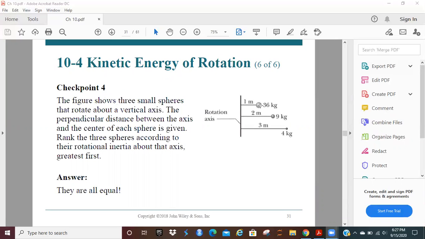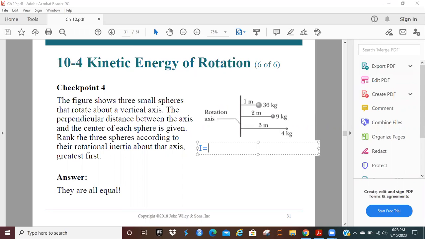Okay, so here we've got a figure that shows 3 small spheres, and it's given the mass of each. They're rotating about this particular axis, and you can see the radius of each one of those. So rank the 3 spheres according to their rotational inertia about that axis with greatest first. Now, to give you a heads up here, the answer is that they're all equal. And you may be able to see that immediately here, and maybe not. Let's take a look at the first one.